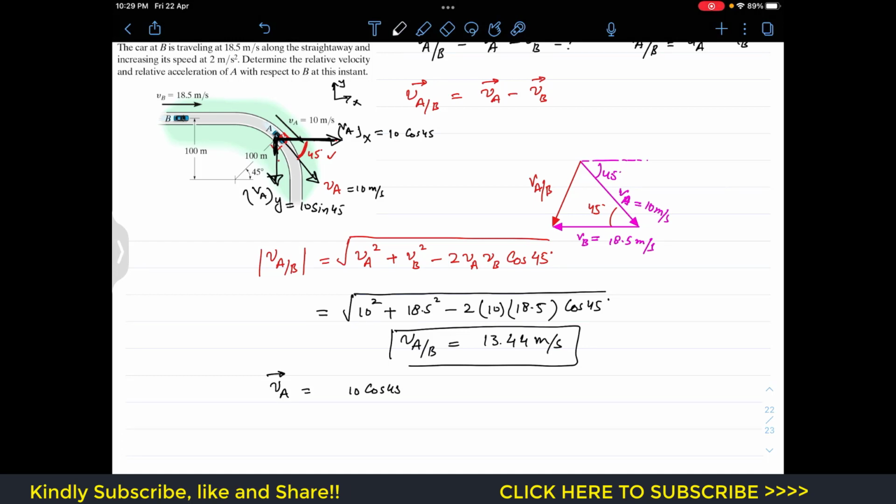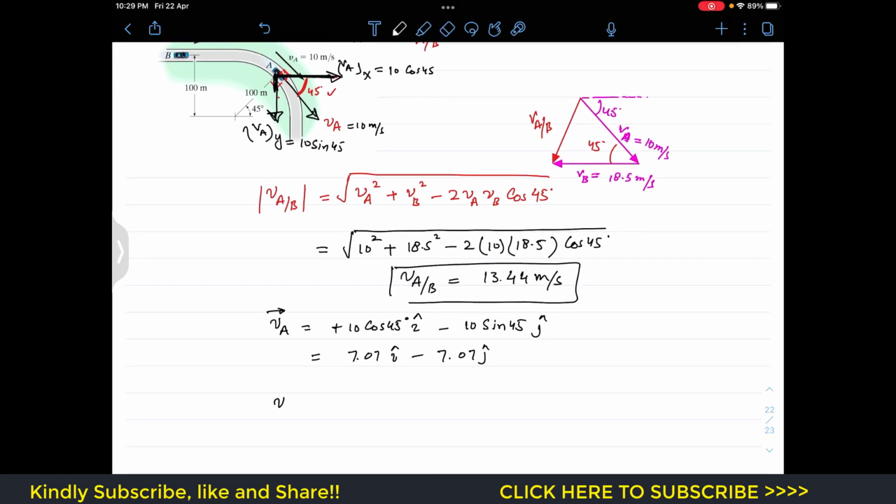So now this is 10 cos of 45, and this cos component is acting in the positive X, so it is in the positive I, and the sine component is acting in the negative Y, so this is minus 10 sine of 45 J, and this will give us 7.07 I minus 7.07 J. And similarly this VB is acting along the positive x-axis and its J component is 0, so we can represent this VB in terms of its Cartesian vector.